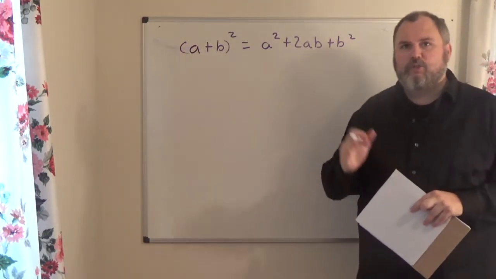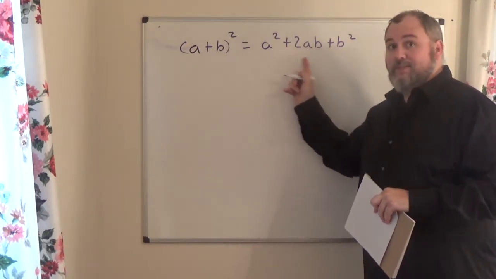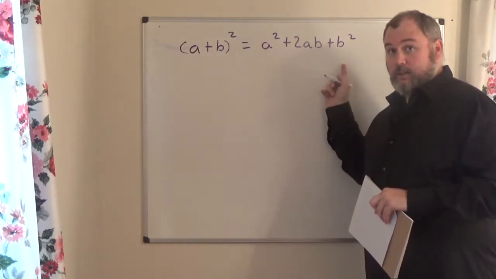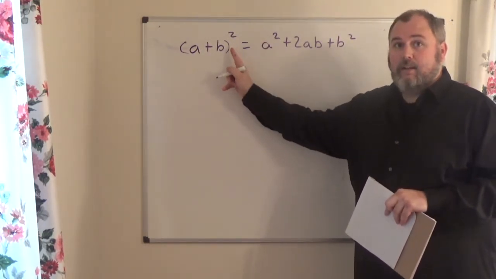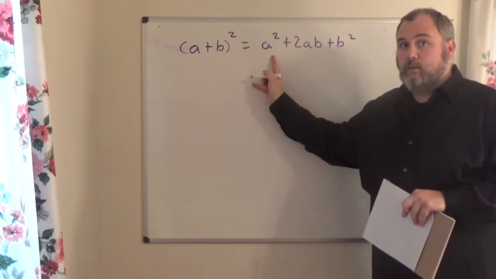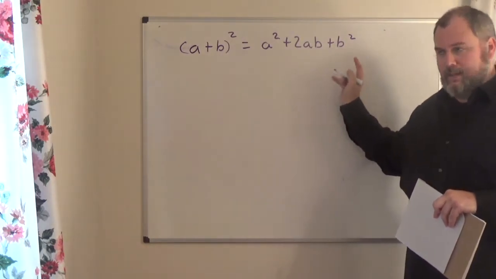And this is what we call square of sums. So make sure that this is written in your notes, okay? A plus b all squared is always equal to a squared plus 2ab plus b squared.